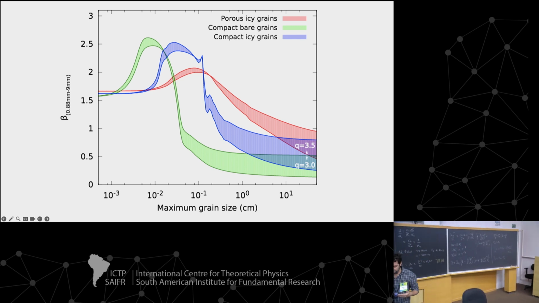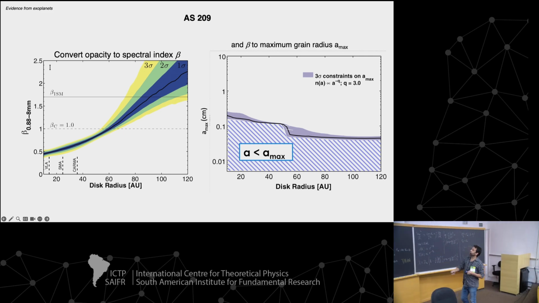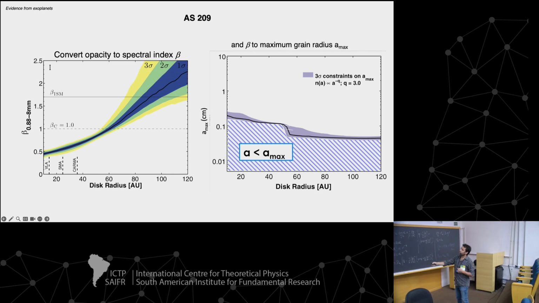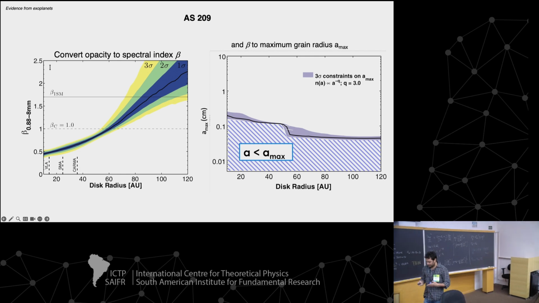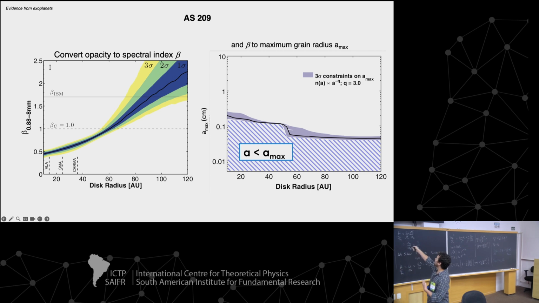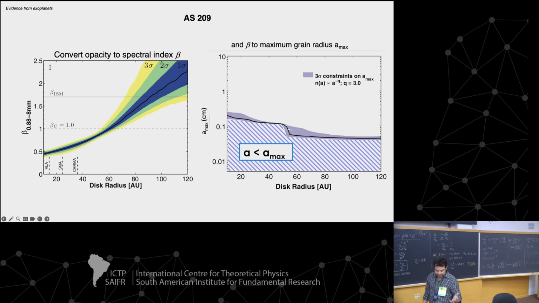So people do that. They make maps of this spectral index beta for different radii in the disk. This is for the disk AS209. And you see here this difference in beta. And you can translate it. First you convert opacity to this index beta, and then you go from beta to the maximum grain size. You fit with the models: what is the maximum grain size you need to fit the flux? So this is the map done for this disk, and you can find that throughout most of the disk, the dust is only growing to about millimeter in size. So that fits with what we had before.